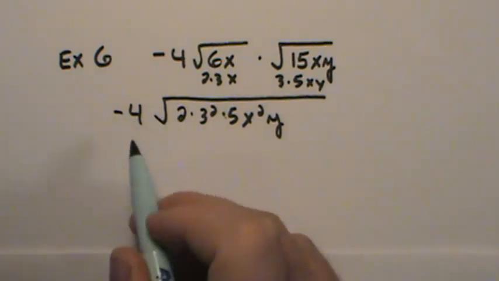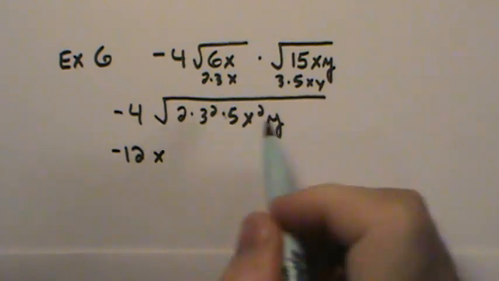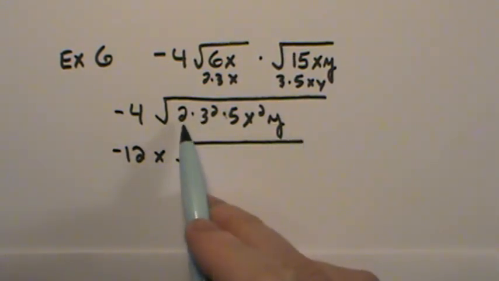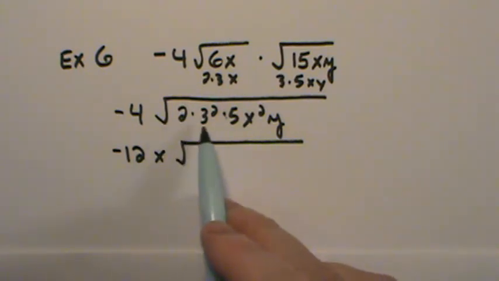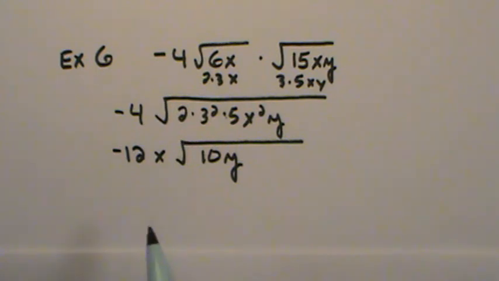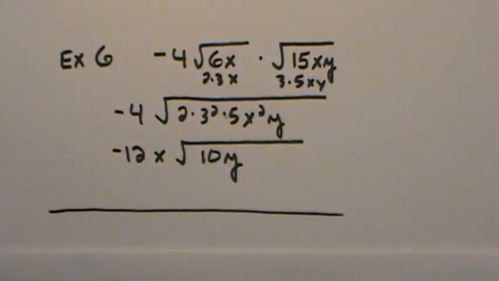Negative 4 times 3 would be negative 12. I'm bringing this x out, so those are all gone. And then under the radical, I'm left with a 2 times 5, which is 10, and a y. So I'll call that 10y. And that's how you simplify radicals when you're multiplying.